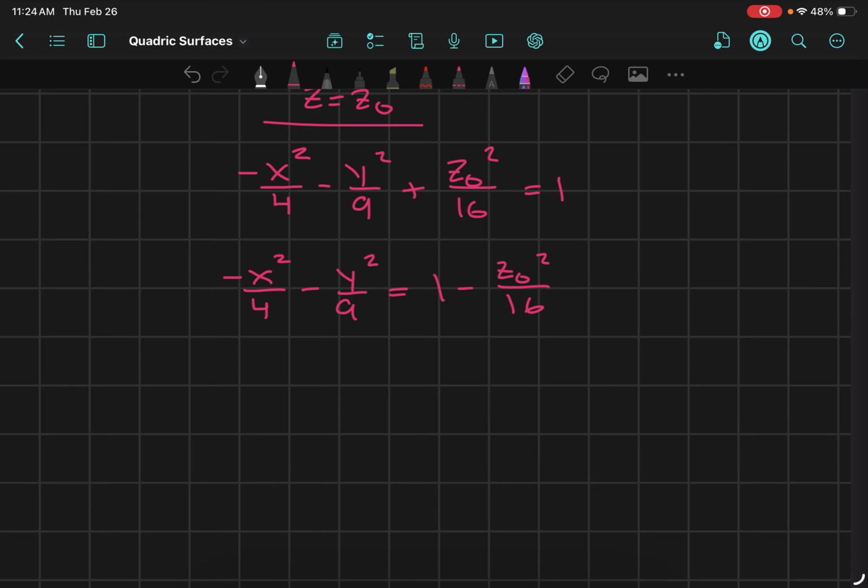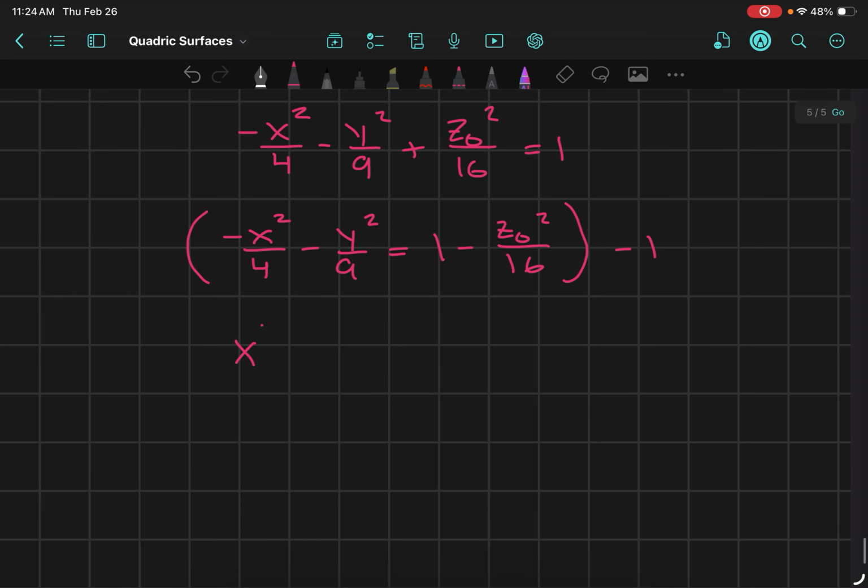How do I explain this? Well, let's go ahead and just multiply this by negative 1 first. Make it prettier. x squared over 4 plus y squared over 9 is equal to, let's switch the order, z naught squared over 16 minus 1. Okay, we have our quadratics on the left side, right?